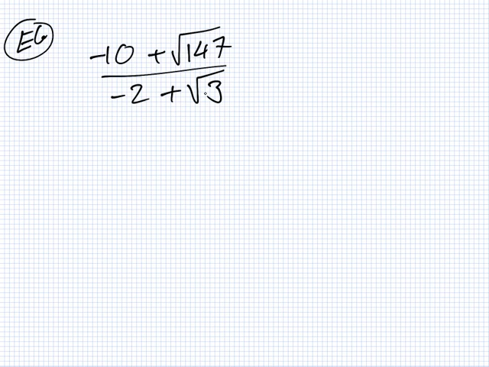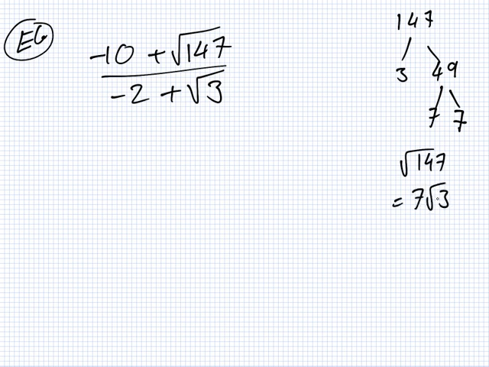Now, what I want to check first before I do anything is that 147. Can I do anything with the 147? So let me just see. 147 is 3 and 49, isn't it? Yeah. 49 is of course 7 by 7. So root 147 is 7 root 3. Okay, so we'll change that first. Minus 10 plus 7 root 3. Okay.